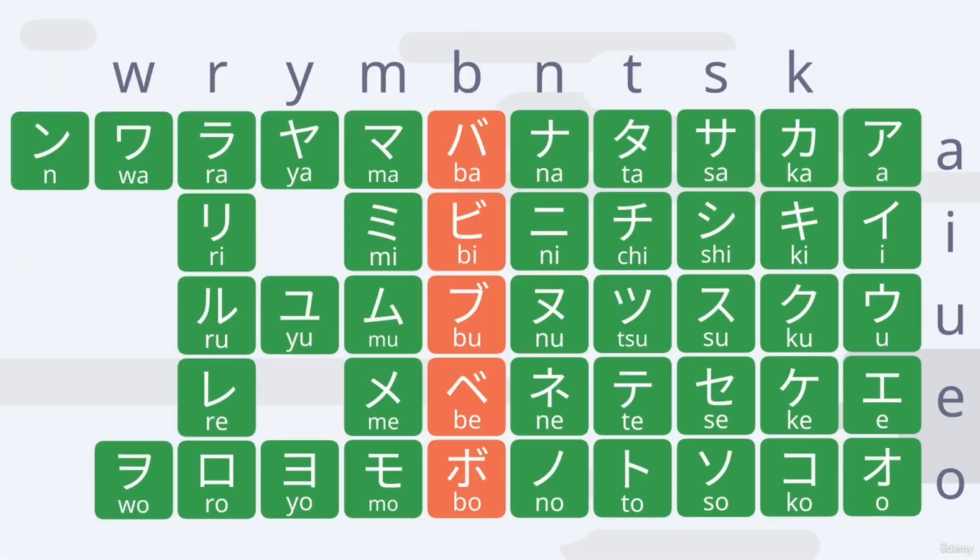We learned the characters ba, bi, bu, be, bo. In the next lesson, we'll learn the characters pa, pi, pu, pe, po.